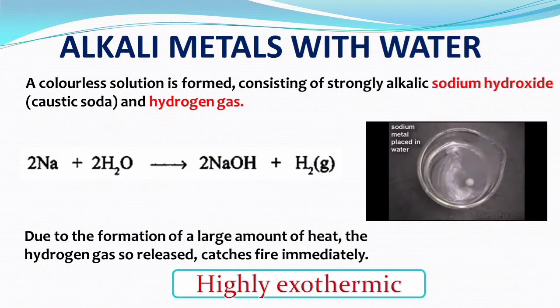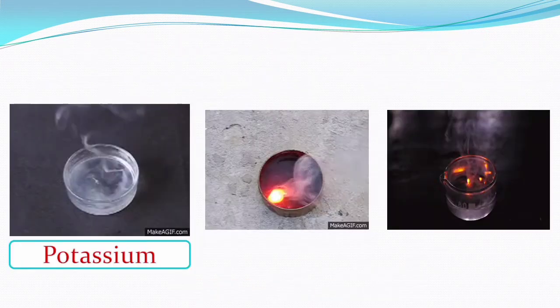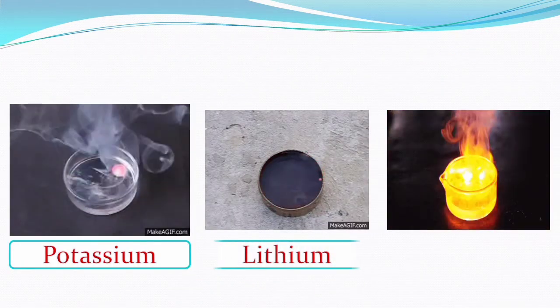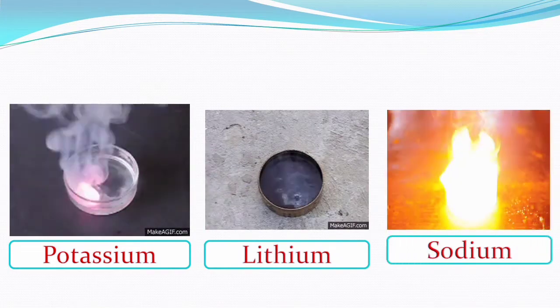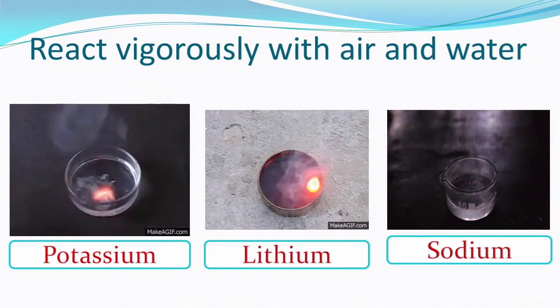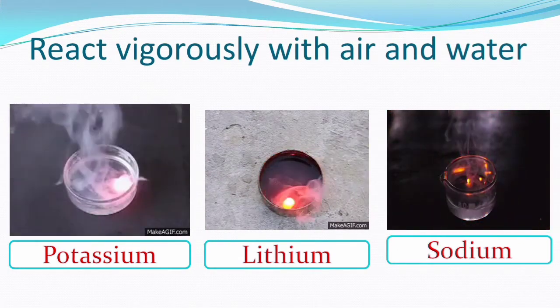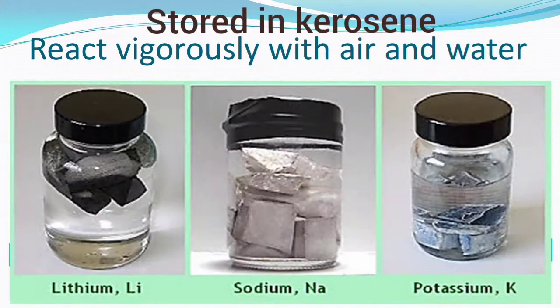2Na plus 2H2O gives 2NaOH plus H2 is the balanced chemical equation for this reaction. A similar type of vigorous and exothermic reaction is shown by metals like potassium and lithium also with water. And hence, these metals are usually stored in kerosene.